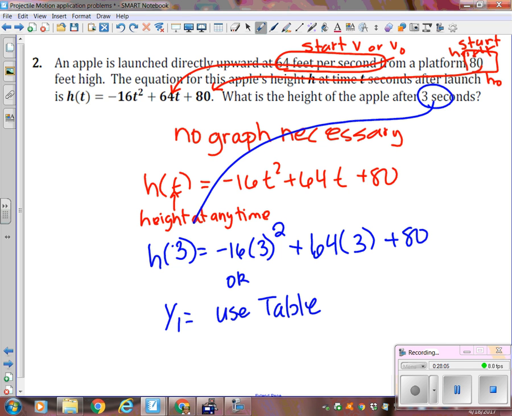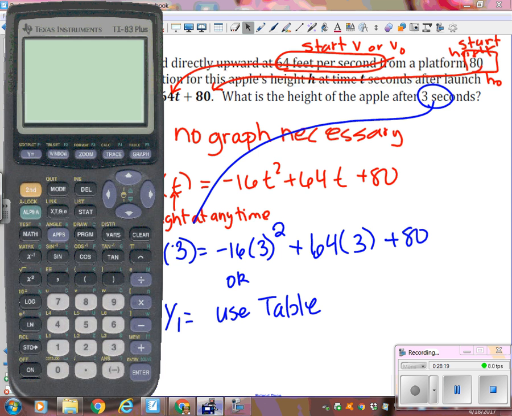So this is a different question. It didn't ask me for maximum height. It didn't ask me when it hits the ground. It's saying, where is it at 3 seconds? Okay, so you can type it in. I can stay on my home screen and type it in.